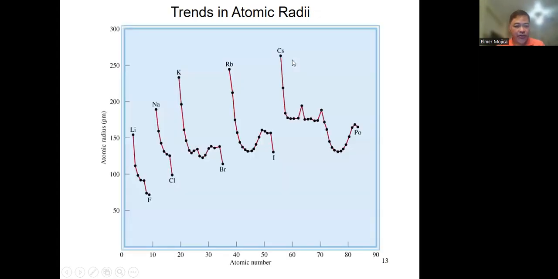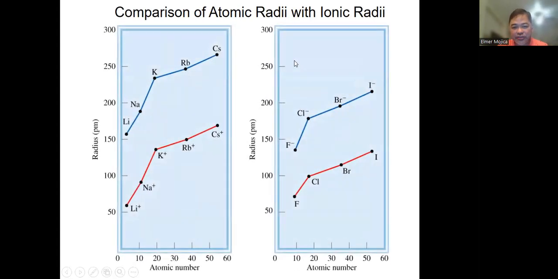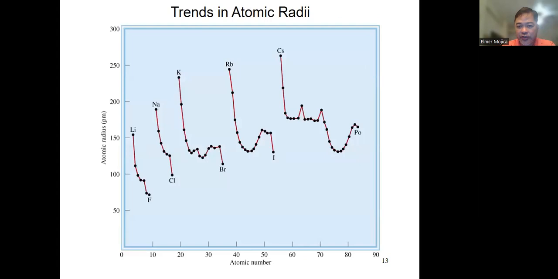Now, you can also look at this atomic radius with the so-called ionic radius. So what is ionic radius? So let's say you have an atom. You can form what? A positive ion or negative ion. So how does that happen? When do you form a positive ion? When you remove an electron. So when you remove the electron, what do you think happened to the radius? Will it increase or decrease?